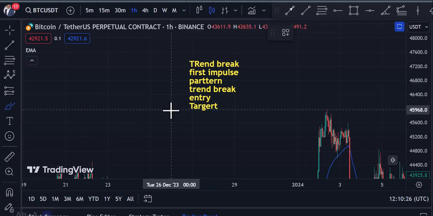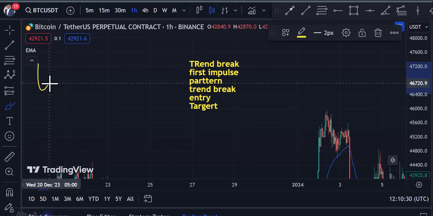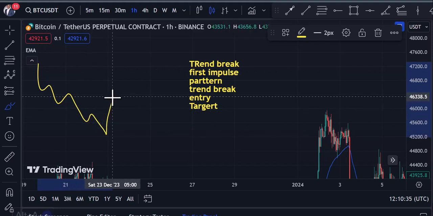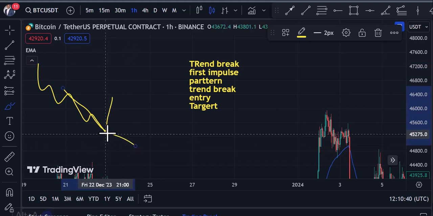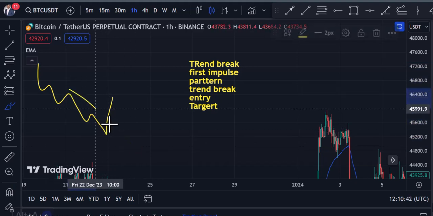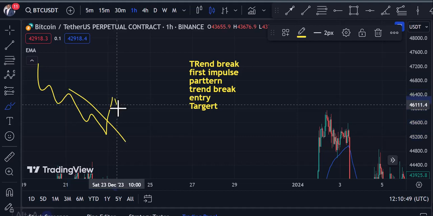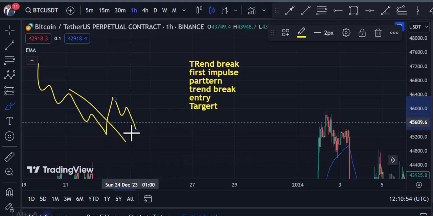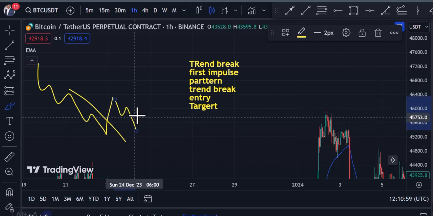Now, if I should illustrate it pictorially, you can see the market is coming down. Assuming this market is coming down here, and there is a trend break here, guys. Okay, so that's a trend break. Then this is the first impulse. Then you identify what? A pattern. Regular flat, expanding flat, running flat.